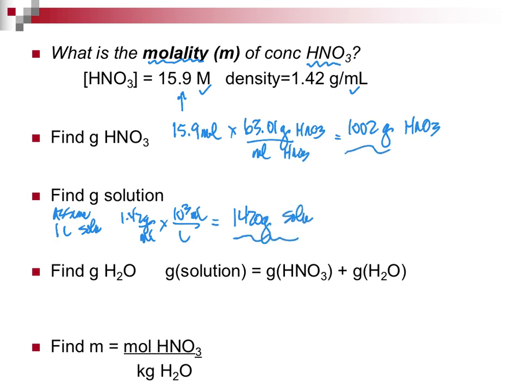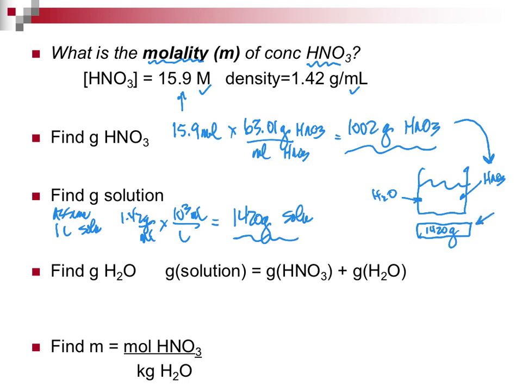So here's where I usually draw a picture. I say, okay, imagine you have a beaker. The beaker is sitting on a balance, and it weighs 1420 grams. Sitting in that beaker, you have HNO3 and you have water. Since they're both sitting there, we know that we have a measurement for our grams of HNO3. We know we have a measurement for our grams of solution.